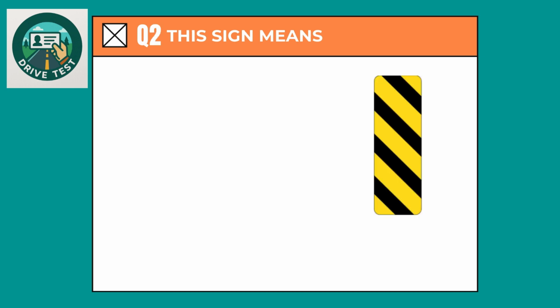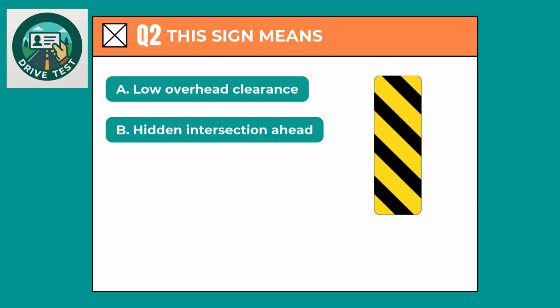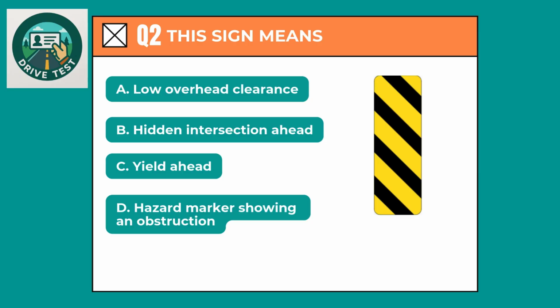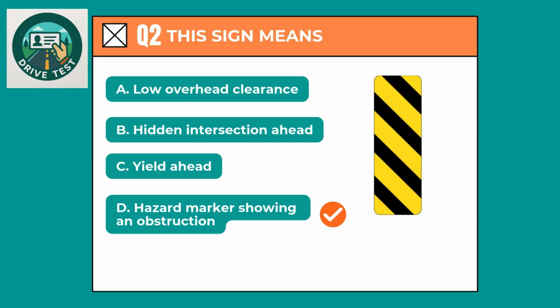Question 2. This sign means: A. Low overhead clearance. B. Hidden intersection ahead. C. Yield ahead. D. Hazard marker showing an obstruction. The correct answer is D. Hazard marker showing an obstruction.